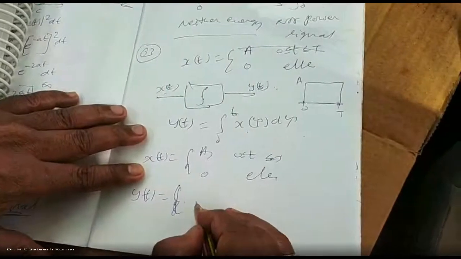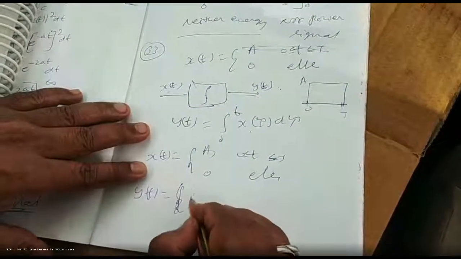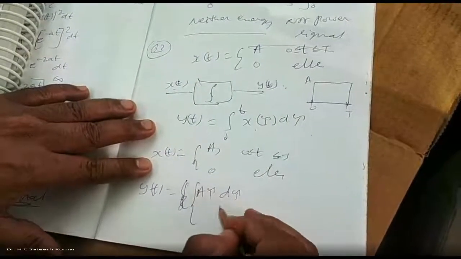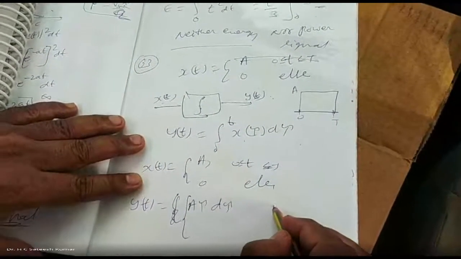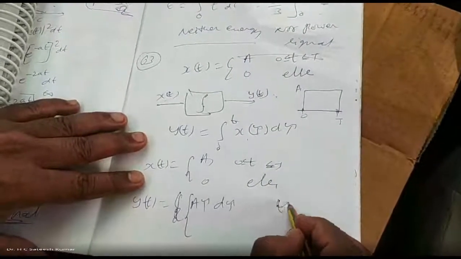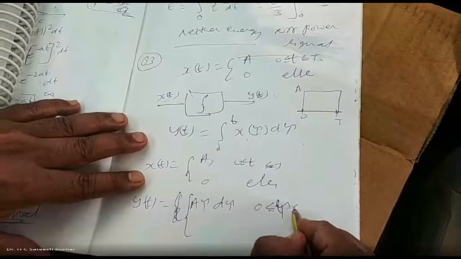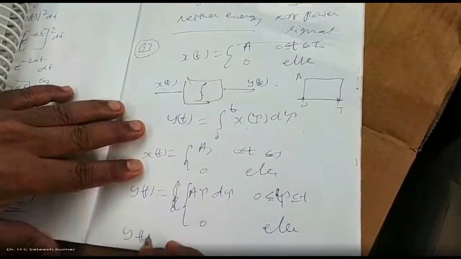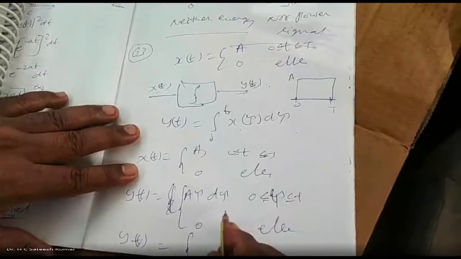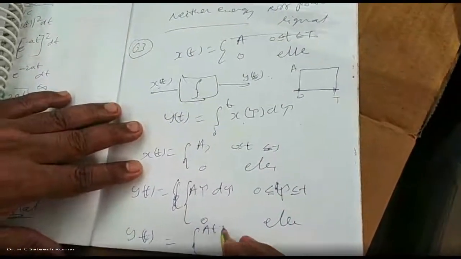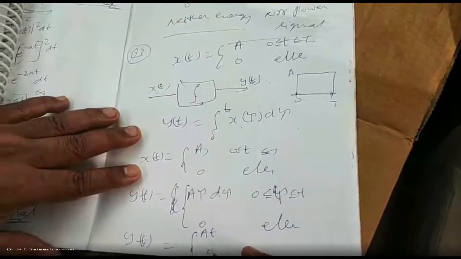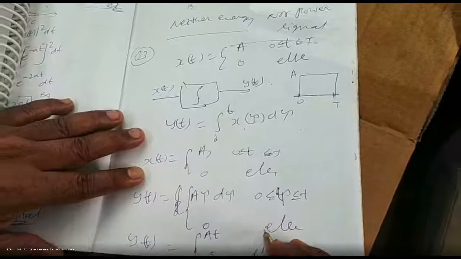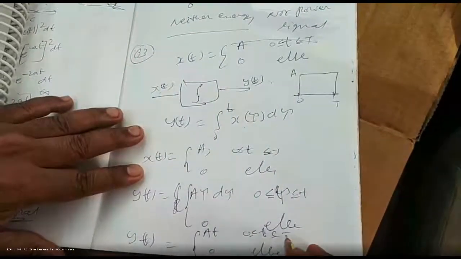That is nothing but equal to what? Integration of A is A tau, d tau, for tau lying between 0 to T and is equal to 0 elsewhere. Therefore, y of t is equal to, substituting the upper limit and the lower limit 0, A t, and is equal to 0 elsewhere. This is for t lying between 0 to T only, capital T only.